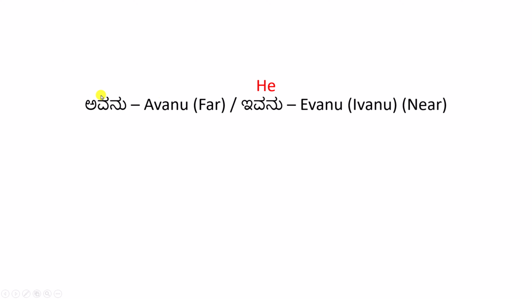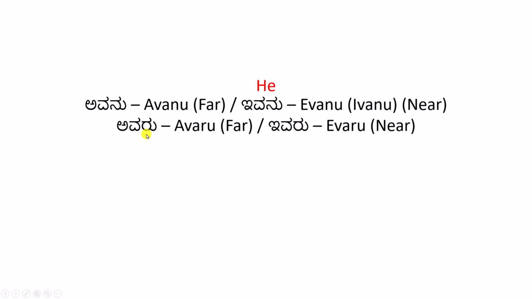Avanu, ivanu, ಅವನು, ಇವನು, ಅವರು and ಇವರು, okay. ಇವನು can also be spelled like this, but I have chosen to spell it like this. Same goes for ivaru too.